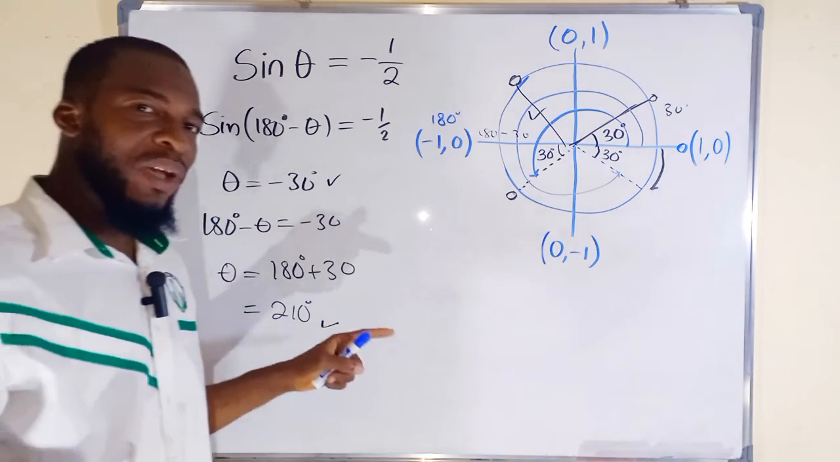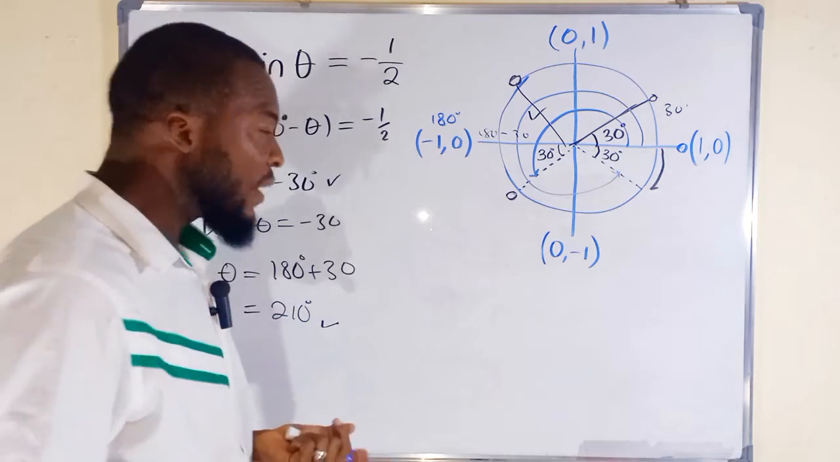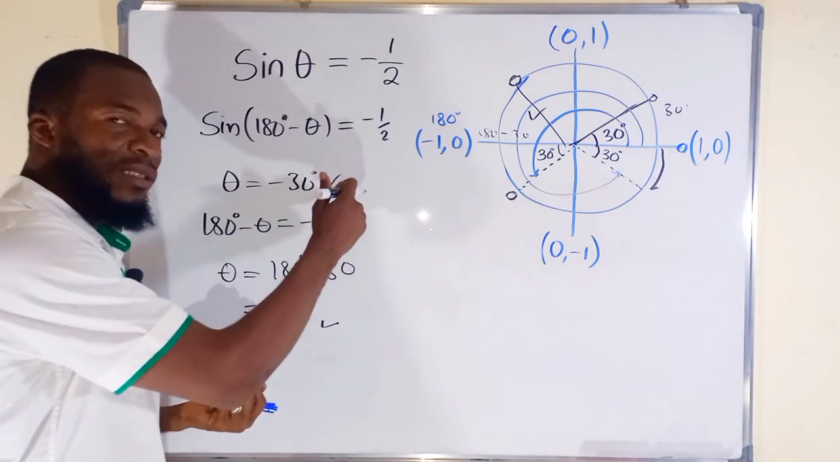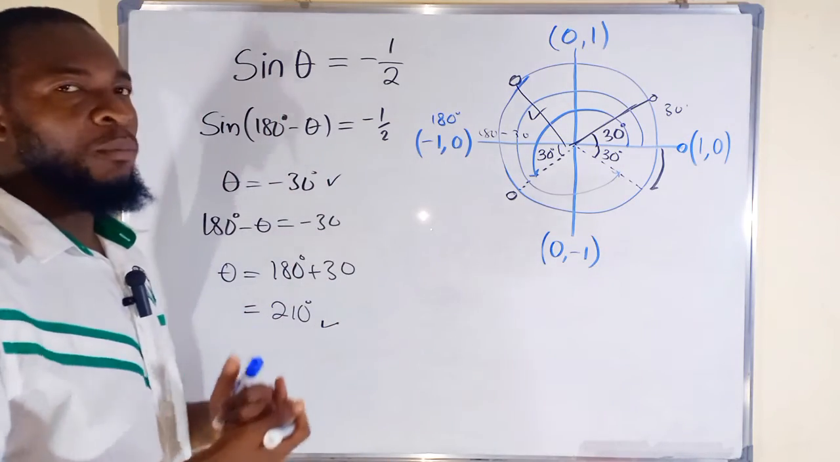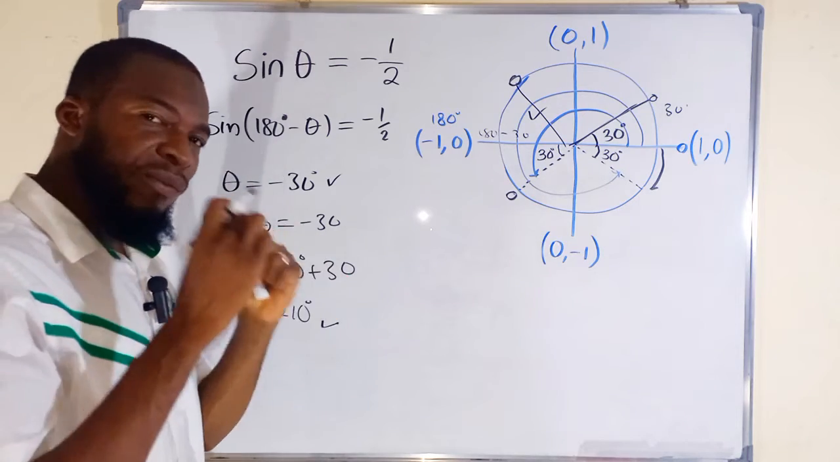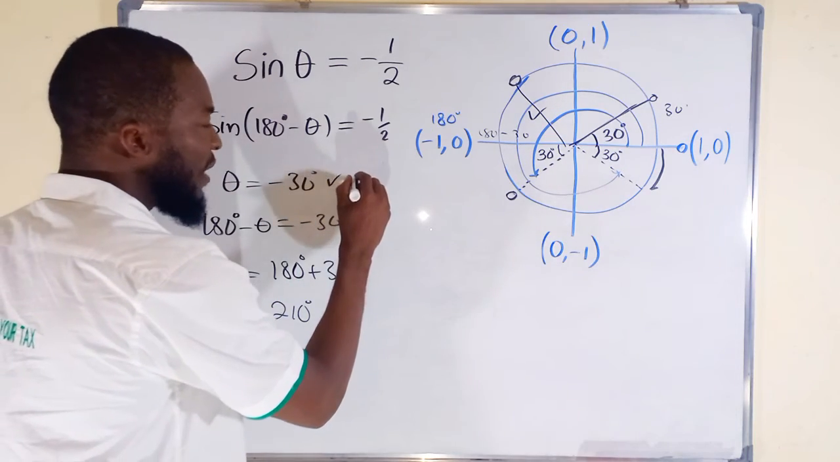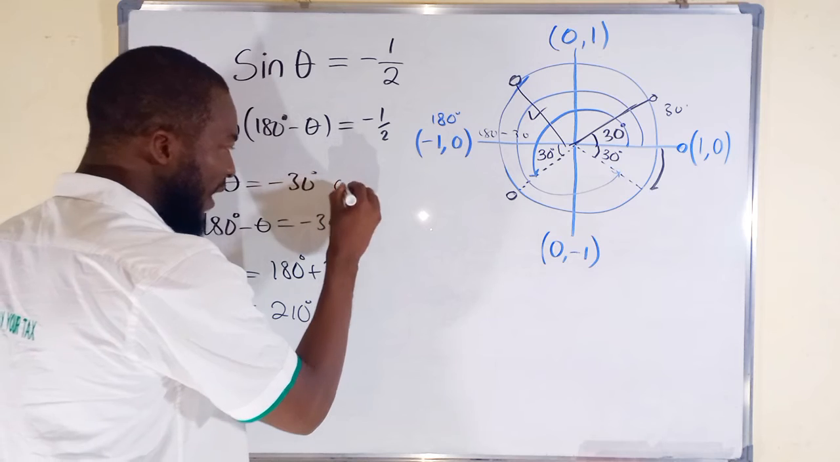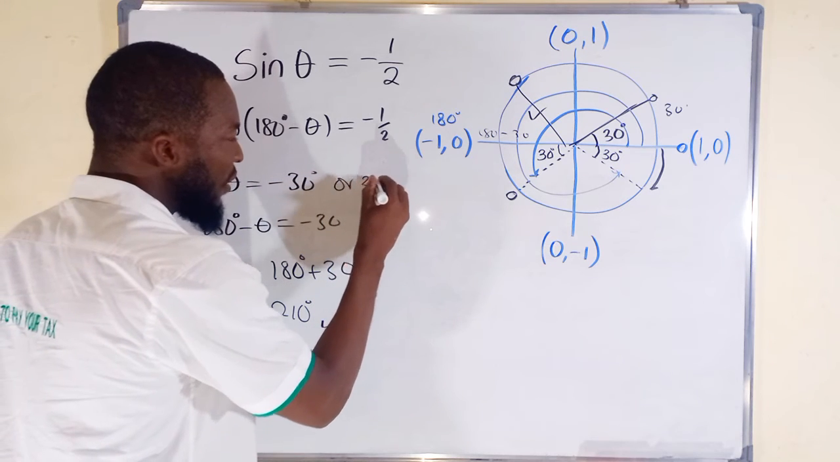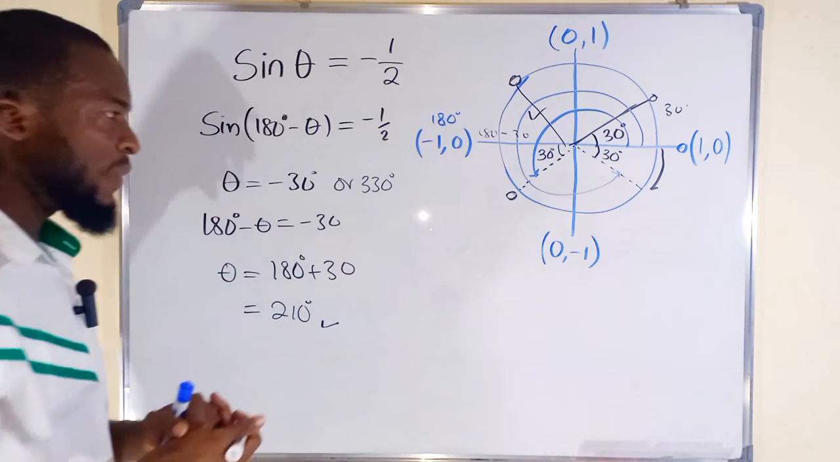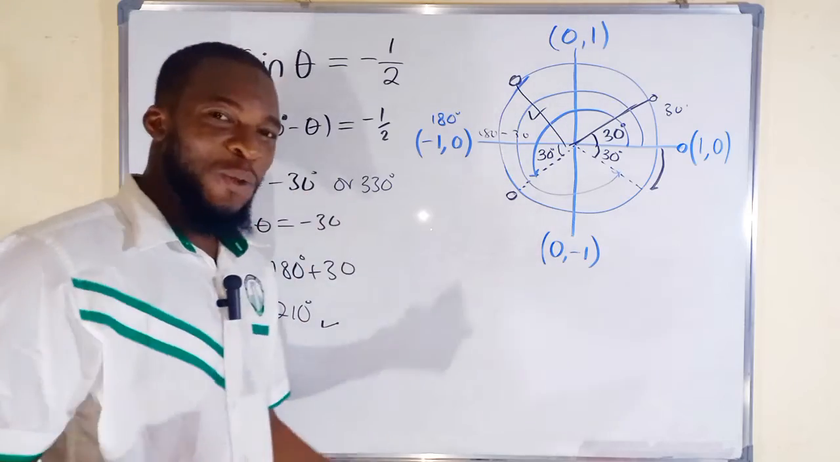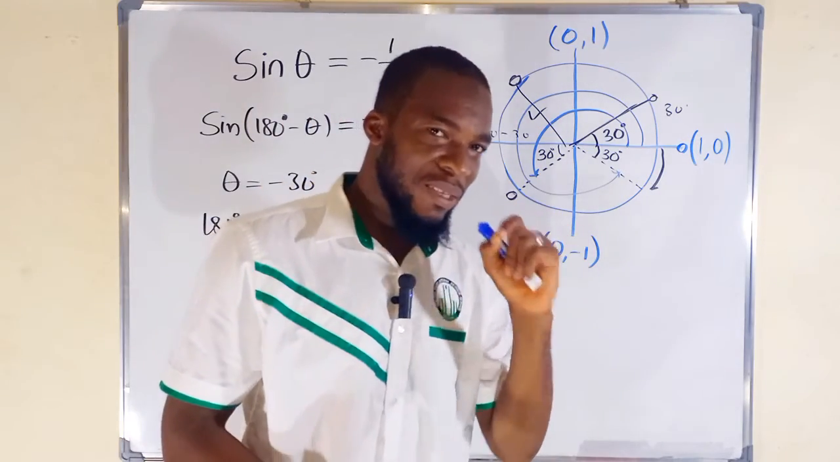Though this one is negative, and I told you if you want it positive, you can add 360 degrees to it, and it will become the smallest positive angle, which is 330. They are all the same. Negative 30 or 330 degrees, they are all the same. So these are the solutions from 0 to 360 degrees.